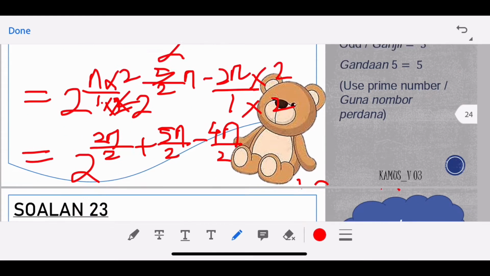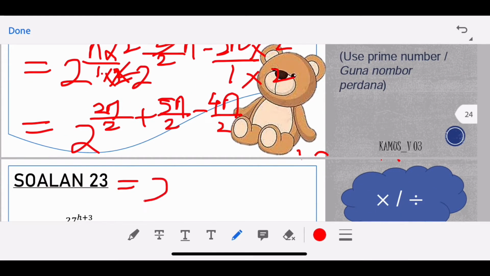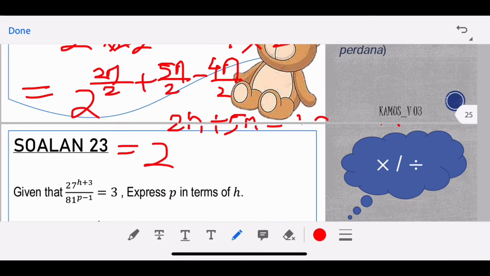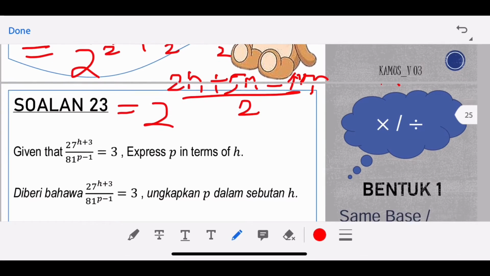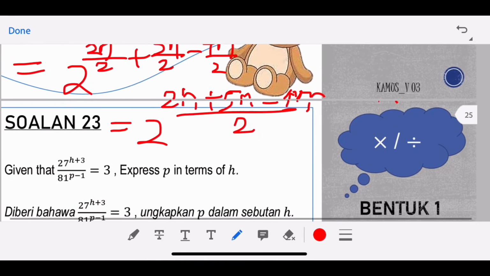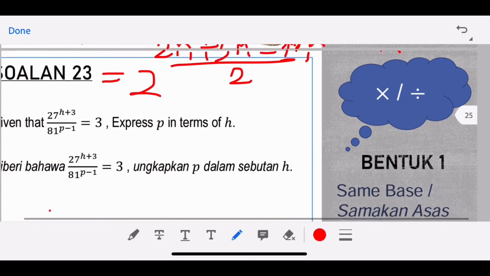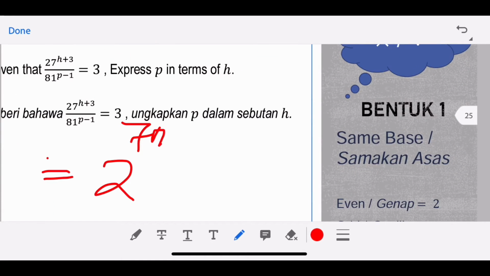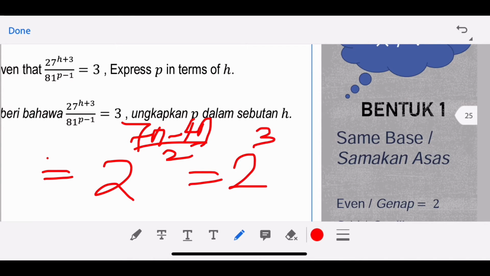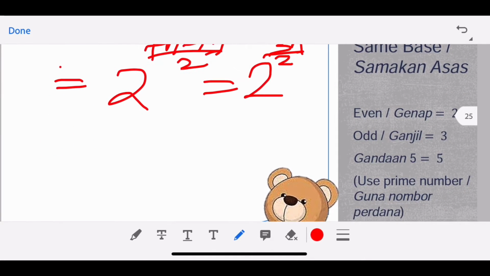So I have 2n over 2 and then plus 5n over 2 minus 4n over 2. So I have the simplest form of 2n plus 5n minus 4n over 2. Don't forget the over 2. So I have the 2 to the power of 7n minus 4n, right, which is 3n, right? So I have 2 to the power of 3n over 2. So 7n minus 4n should be 3n over 2, right? Right, now we need to find the value.